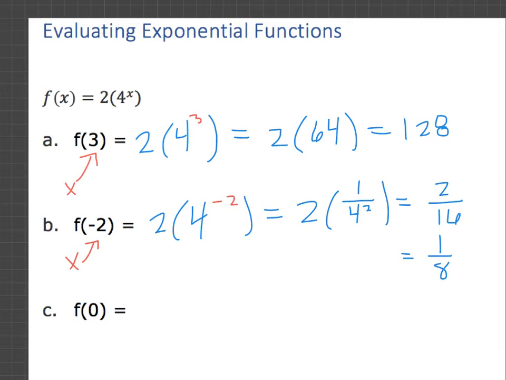Okay, 4 to the 0. Again, this means that x is equal to 0. So we've got 2 times 4 to the 0. Anything that has an exponent of 0 is going to result in 1. So we get 2 times 1, so we get 2.